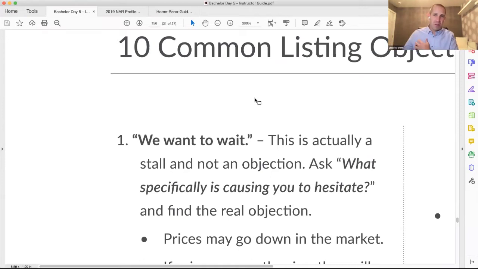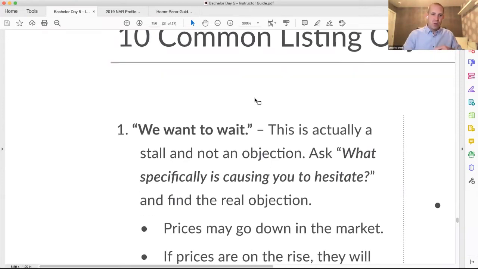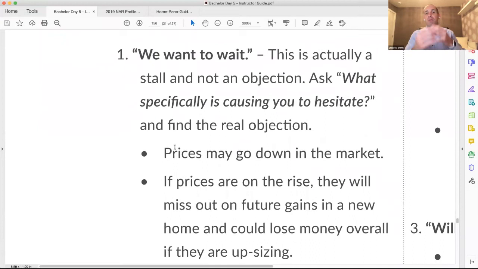We're scared we're not gonna be able to find a new house, whatever happens to be. So the first thing is, prices may go down in the market. Maybe if they want to wait, one of the things you want to educate them on, and this is obviously the response to it, is, have you thought about the prices may go down in the market, which means you're going to be losing equity.